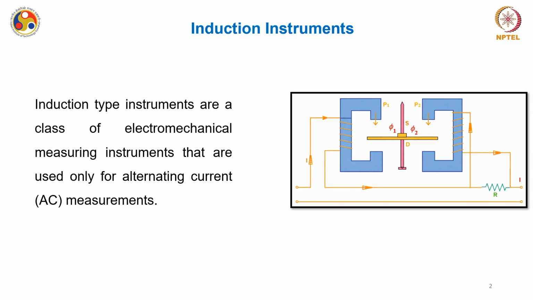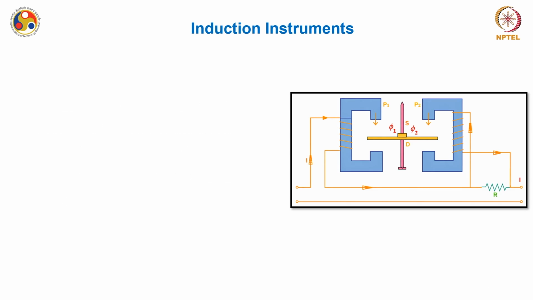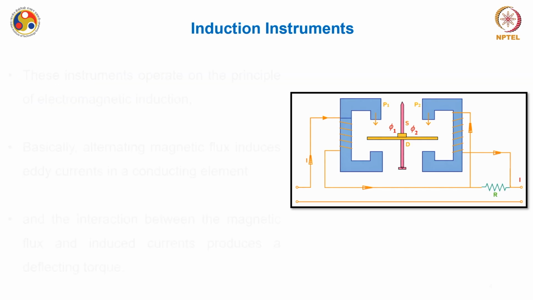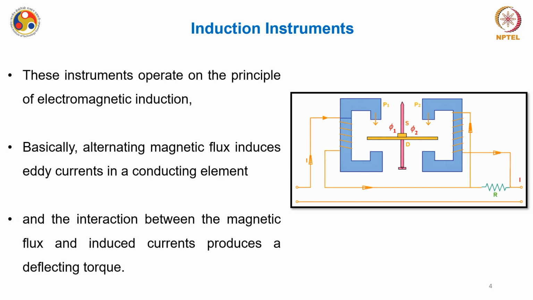Induction type instruments are a class of electromechanical measuring instruments that are used only for AC, as I have mentioned. They are extensively used in power system measurement for multiple power related quantities like power itself, energy, frequency, and they are even useful in measurement of phase angle. We will see that they can also be used to measure a phase lag or phase difference between two AC signals.